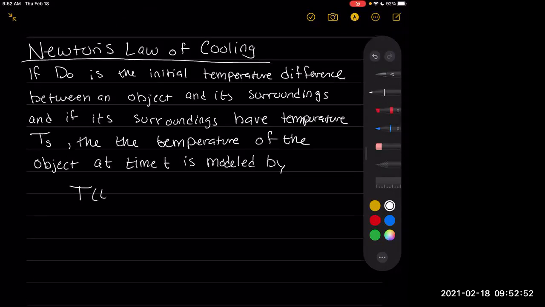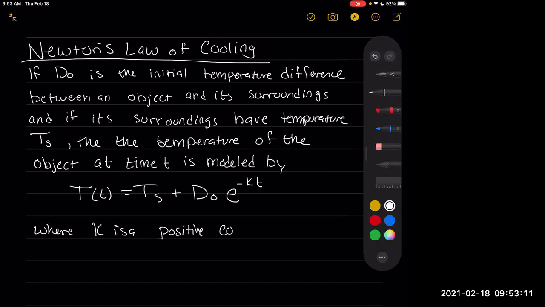T of t equals the temperature of the surroundings plus the initial difference times e to the negative kt, where k is a positive constant of the type of object. So k is determined by what object we're looking at.